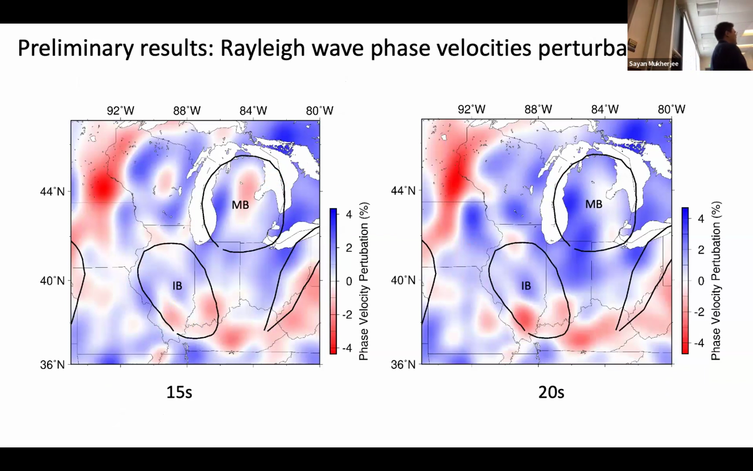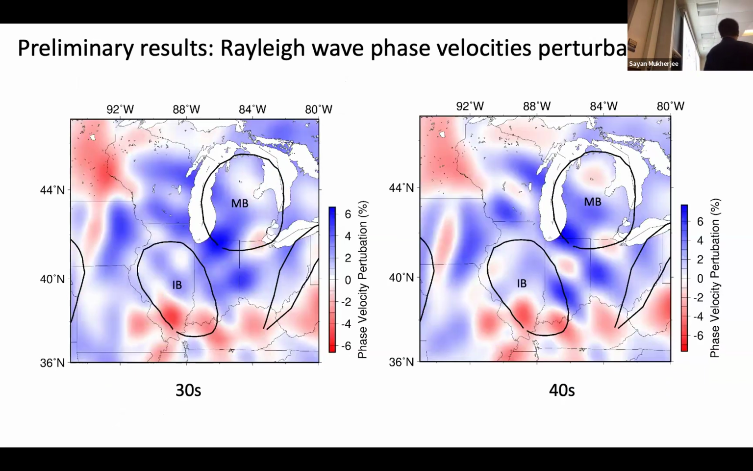And here are just some preliminary results on the phase velocity perturbation. The left one is at 15 seconds, the right one is at 20 seconds. There's a low velocity perturbation under the Michigan Basin at 15 seconds, as well as in Wisconsin, whereas at 20 seconds, the low velocity perturbation just disappeared. Then at higher periods, at 30 seconds and 40 seconds, we see that both the positive and negative perturbations are emphasized in all locations. And at 40 seconds, the low velocity perturbations at the Michigan Basin and mid-Wisconsin appear again.